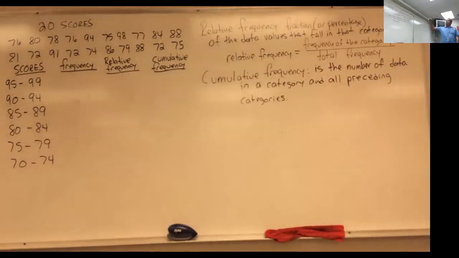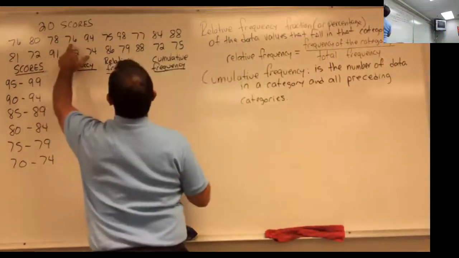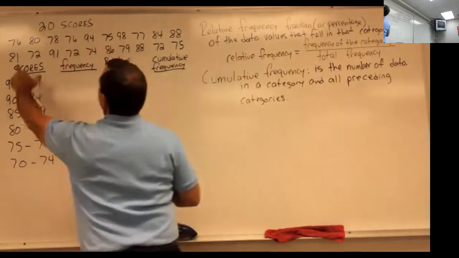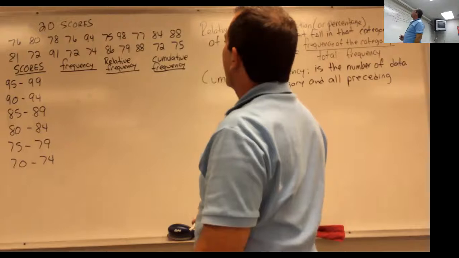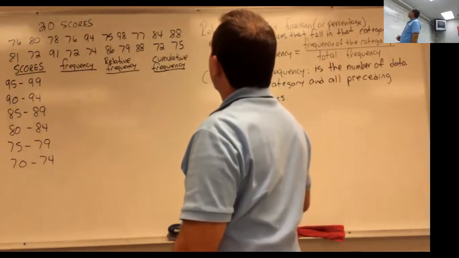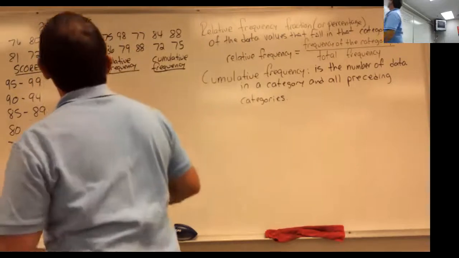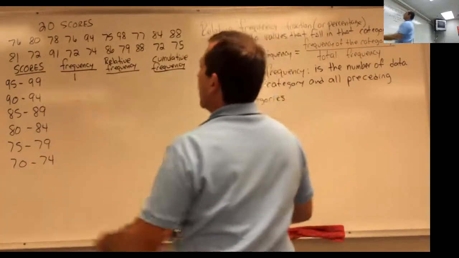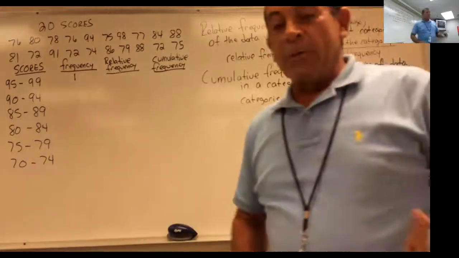So what we want to do is count how many of those scores are between 95 and 99. So I got one here, just 98. There's a 94, but it's got to be 95 or bigger. So that was one, right?